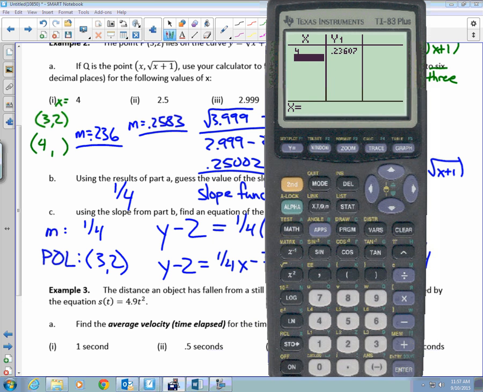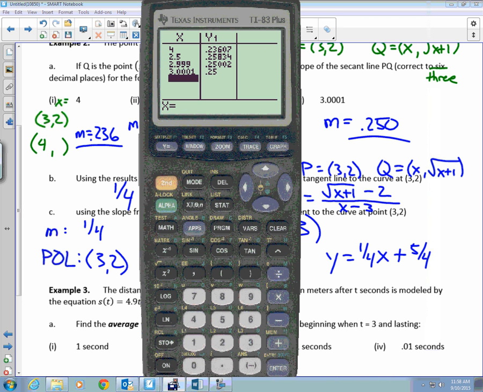If x is 4, this y value is not this y value here. It's the slope. I wrote a slope function, 0.236. See it? And then I type in 2.5, and I get 0.2583. And I type in 2.9999, and I get 0.25002. I type in 3.0001. I get 0.25.